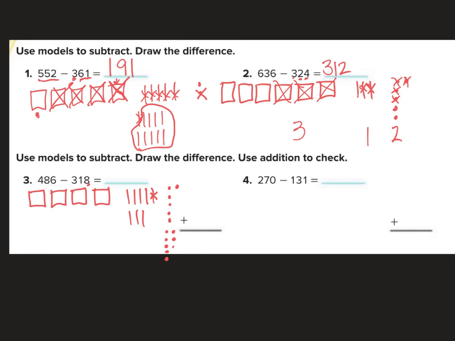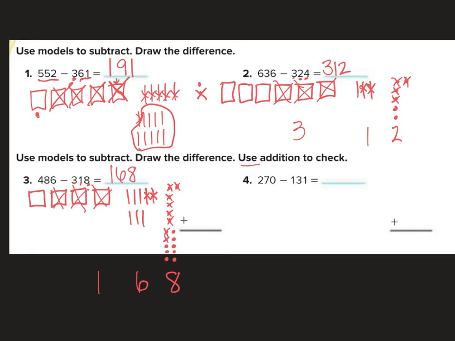6, 7, 8, 9, 10. Okay, now I need to take away 8. 1, 2, 3, 4, 5, 6, 7, 8. So I am left with 8 left over. Okay, how many tens do I need to take away? Just 1. So I am left with 6 tens and 3 hundreds. Take away 1, 2, 3. So I'm left with 100. So my answer is 168.